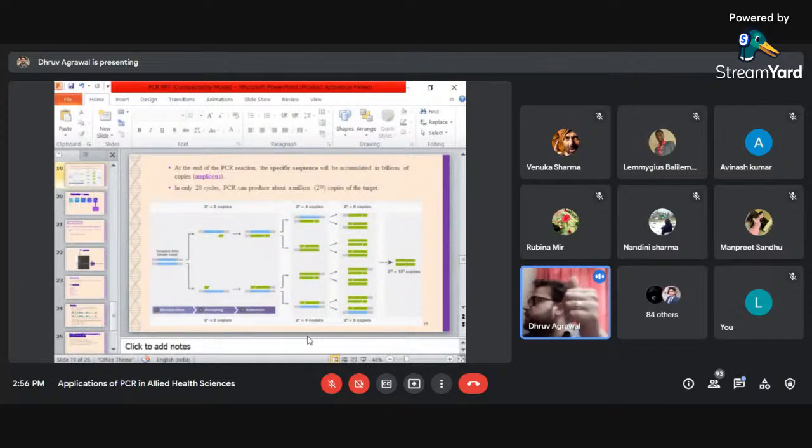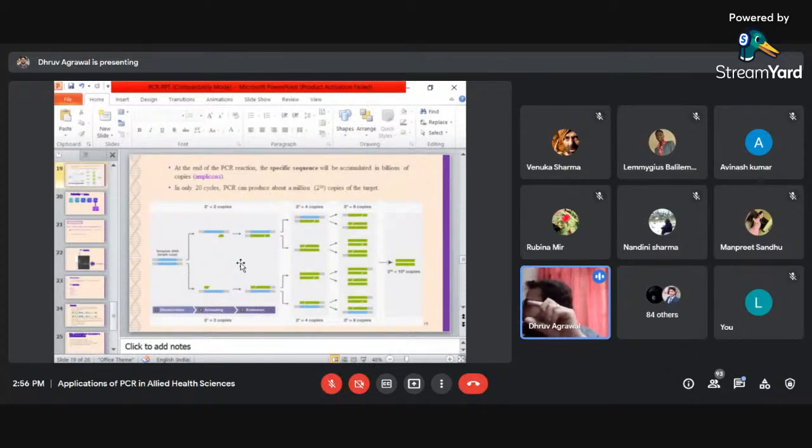Now, one question arises over here: how will you get to know, at the end of your PCR process, how many copies of DNA you have? The formula is 2 raised to the power n, where 2 means at every cycle your DNA is making 2 copies. So 2 is the base, and n is the number of cycles which you have given.